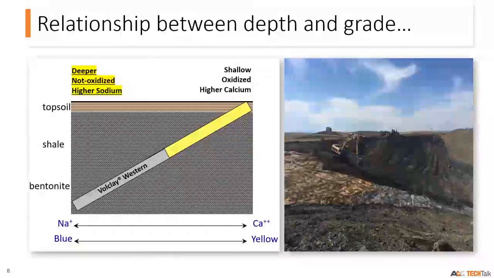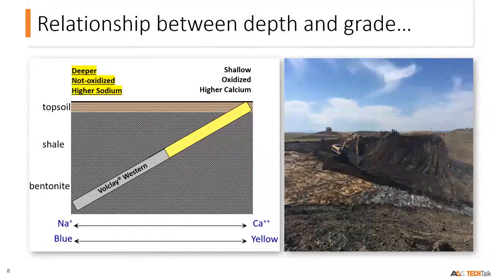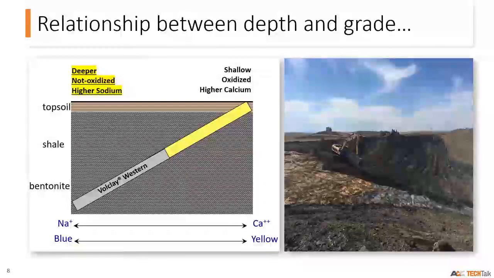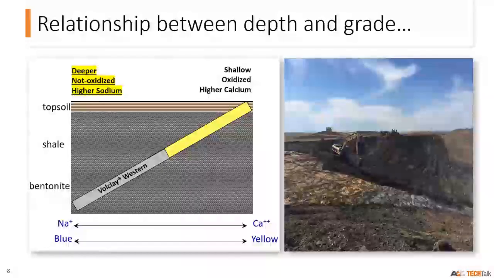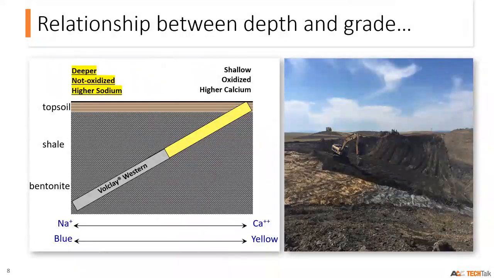Here we're going to look at the relationship between depth and grade. As you can see, as you go deeper, you get less oxidation and a higher sodium clay. As you go shallower towards the surface, you begin to get more oxidized and a higher calcium clay. The picture to the right is a really good illustration showing how the clay color changes as it progresses deeper. It moves from the high calcium yellow into a more blue-gray clay to the right of the yellow clay, which is the higher sodium deposit.